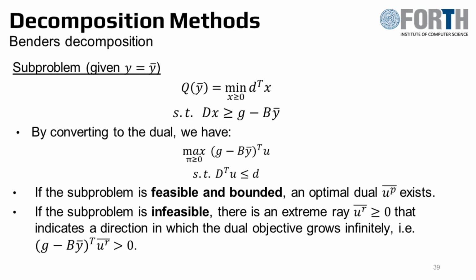First case, the subproblem is feasible and bounded, so there exists an optimal dual solution, say u_pi bar. Second case, the subproblem is infeasible, which means that the dual problem is unbounded. In this case, there exists an extreme ray, say u_r bar, greater than or equal to 0, such that the dual objective grows without bound.